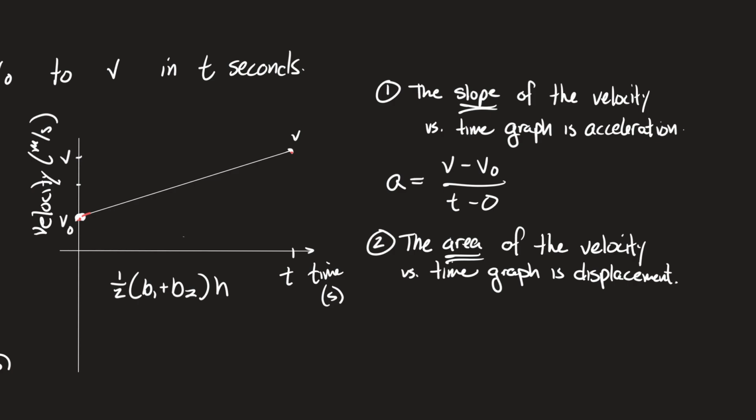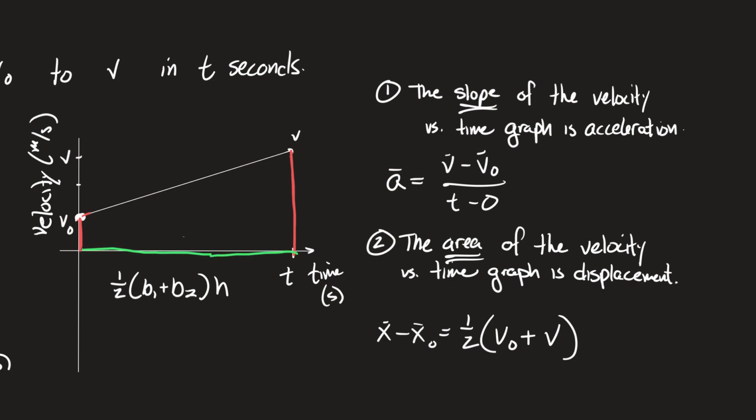Now our area is going to be the same. Our area is the displacement, x minus x naught. That's going to equal 1/2 times base 1. This is base 1. So base 1 is v naught plus base 2. Well, this is base 2. That's just v. And our height, well, that's the time.